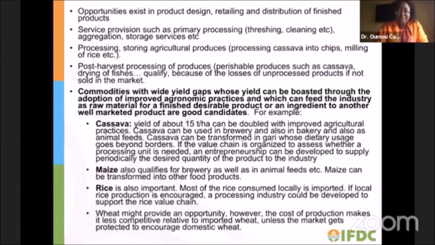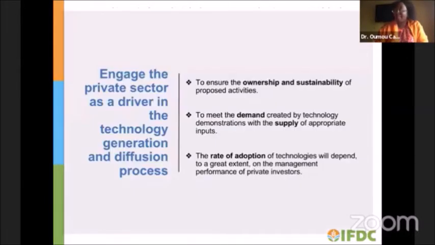For instance, let me take cassava. IITA is implementing the cassava compact. The yield of about 15 tons per hectare can be doubled with improved agricultural practices. And cassava can be used in brewery, bakery, and animal feeds. Also, it can be transformed in dairy, and so many opportunities. Same thing with maize and same thing with rice.